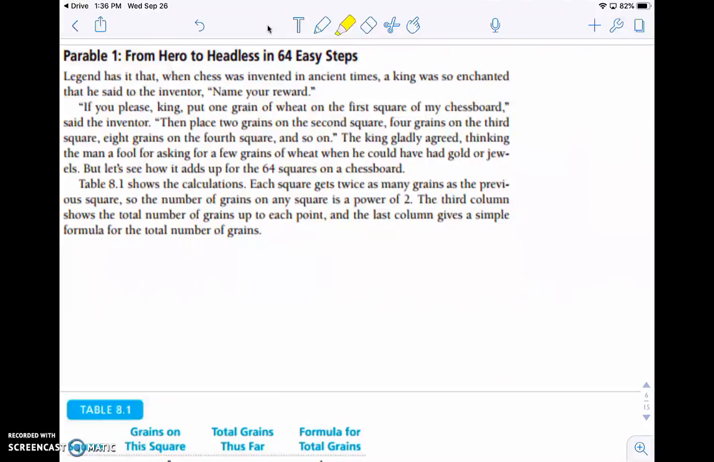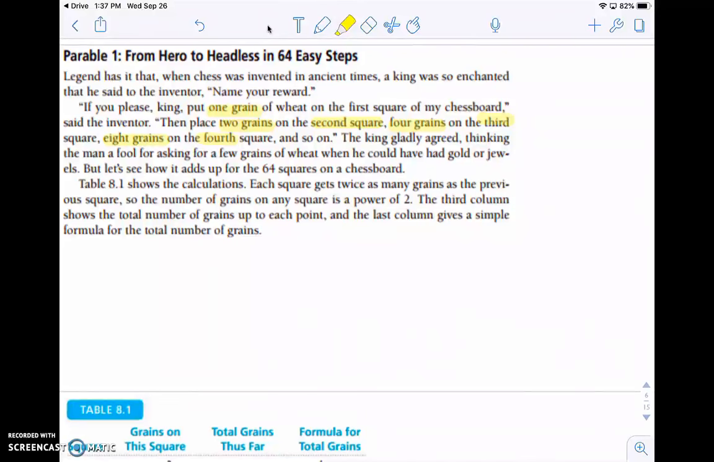And here was the response from the inventor. If you please, king, put 1 grain of wheat on the first square of my chessboard. Then place 2 grains on the second square, 4 grains on the third square, 8 grains on the fourth, and so on. So we've got this pattern of doubling. 1 on the first, then times 2 is 2 on the second, times 2 is 4 on the third, then 8, then 16, then 32, and so on.